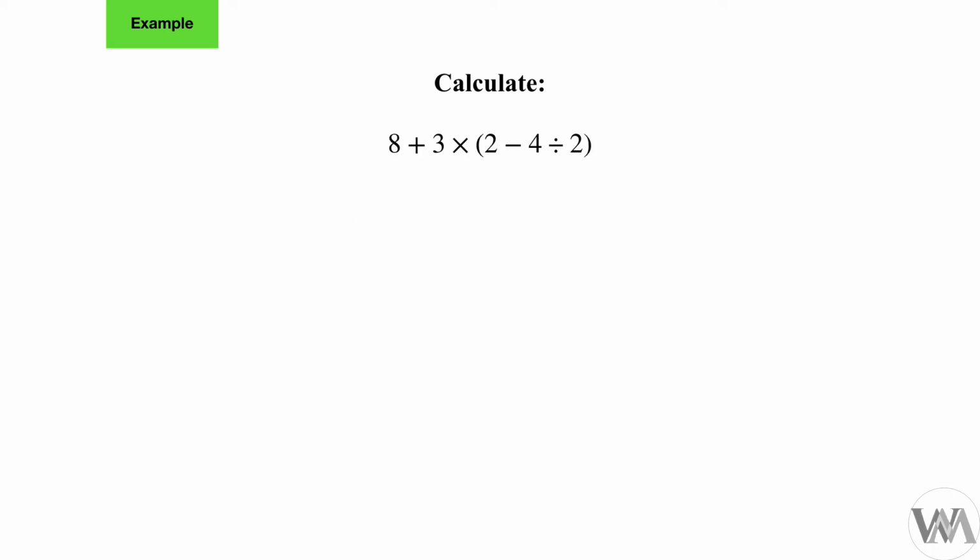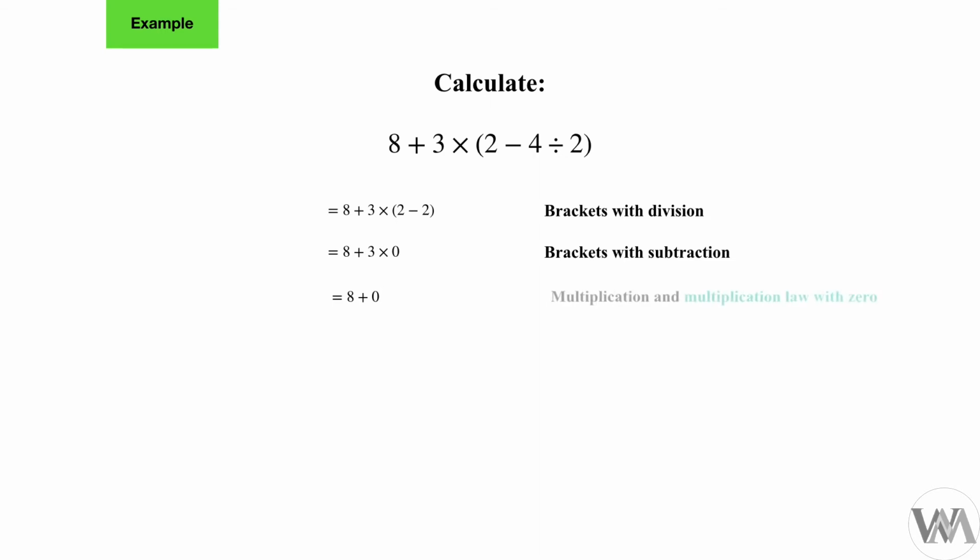In this example, we have 8 plus 3 times brackets 2 minus 4 divided by 2. Our first step will be to do our brackets with division. So we're going to do the division within the brackets first. So we're going to say 4 divided by 2 is 2. So inside our brackets, we now have 2 minus 2. Our next step will be to subtract inside the brackets. Remember, we're still doing brackets first because brackets is first in any order of operations. And we're going to get 0.